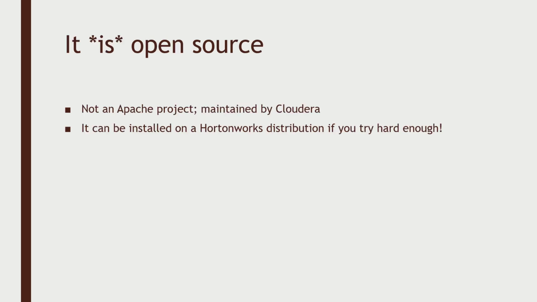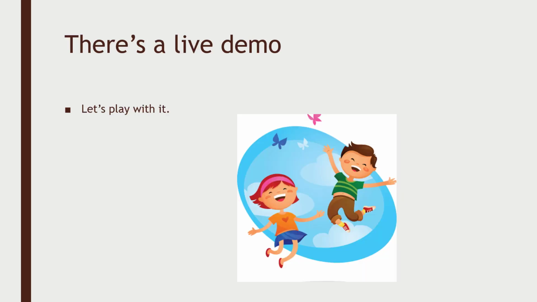Like I said, Hue is open source. You can get the source code, but it's not managed by Apache. It's maintained by Cloudera and hosted by Cloudera. I've seen that it can be installed on a Hortonworks distribution if you really try hard enough, but I've seen a lot of people having issues with that as well. So not necessarily something I would recommend doing. However, we can still fiddle with it a little bit. They have a live demo on their website where you can just kind of play around with an open installation of Hue and see what it can do.